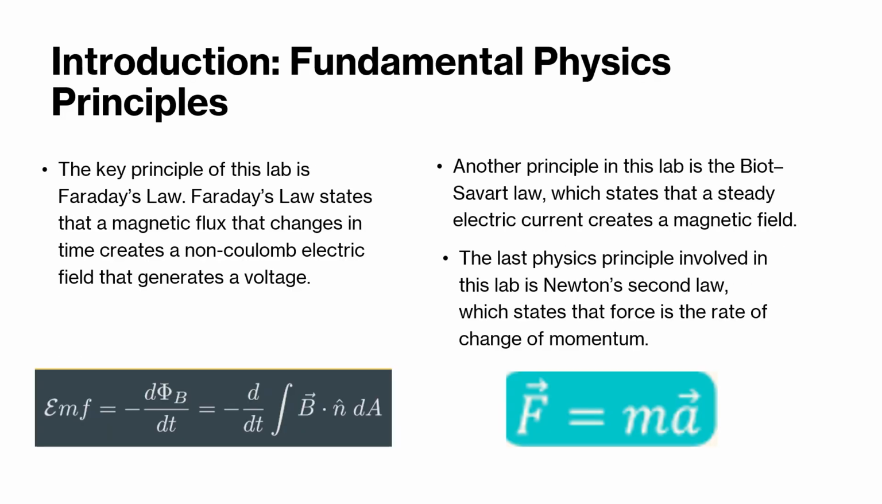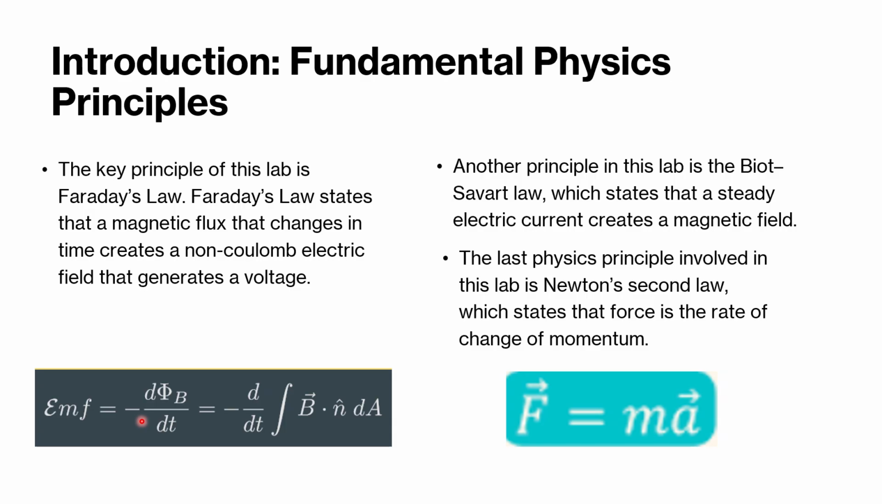Introduction. Fundamental physics principles. The first key principle of this lab is Faraday's law. Faraday's law states that a magnetic flux that changes in time creates a non-Coulomb electric field that generates a voltage. This can be seen in this equation. It says that the EMF equals the negative change in magnetic flux over change in time, which is equal to the negative derivative of the integral of B dot n dA.